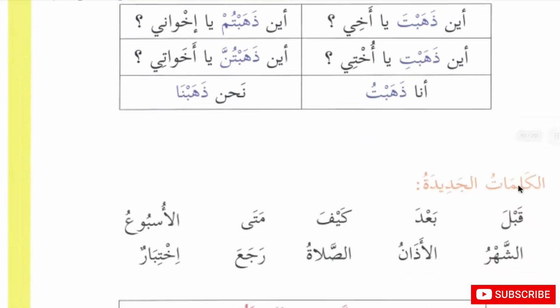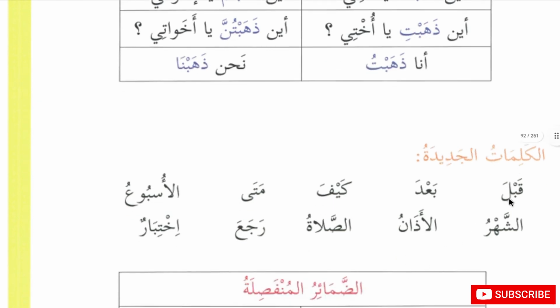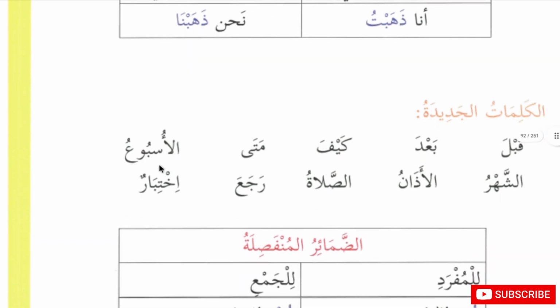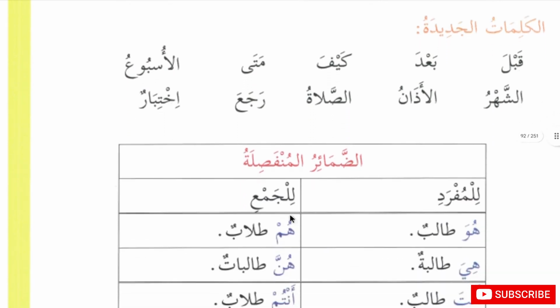Al-kalimat al-jadida, new words. قبل, before. بعد, after. كيف, how. متى, when. الأسبوع, week. الشهر, a month. Al-adhan, the adhan, the call to prayer. As-salah, salah. Raja'a, it means to return. Ikhtibar, testing, basically testing, or examinations. Another word in Arabic is imtihan, which can be used.